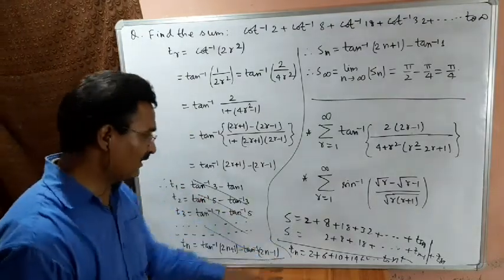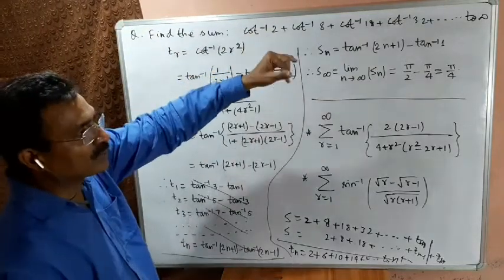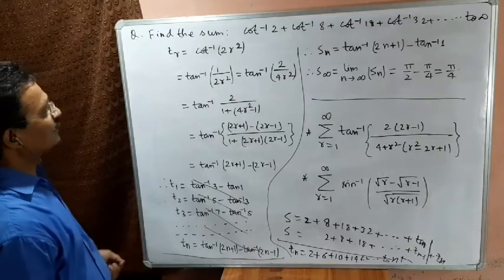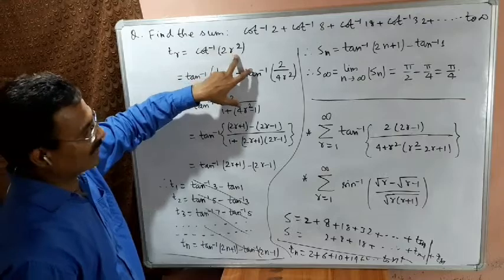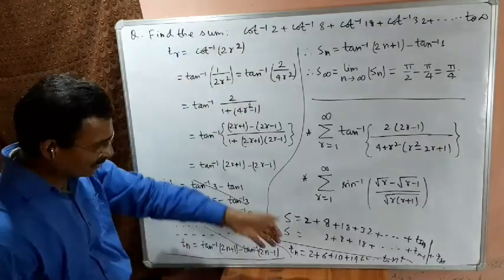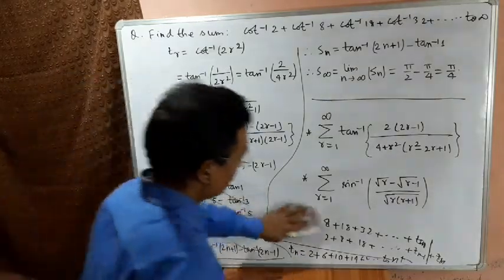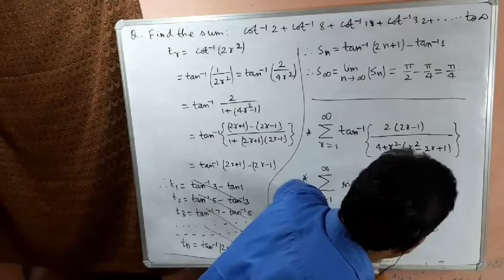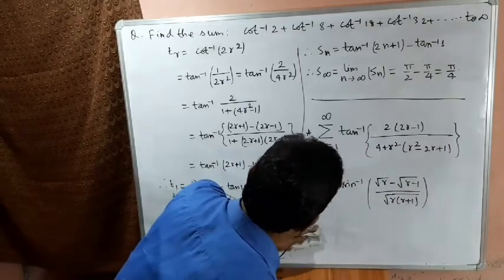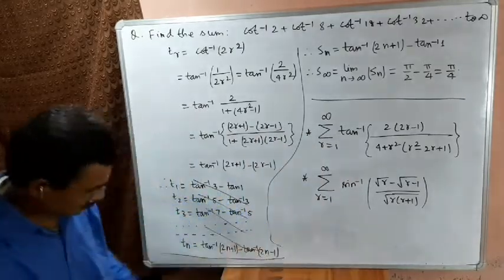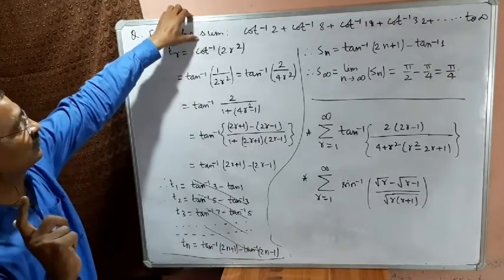This will be its Tn, and from the pattern we have understood, it is 2n square. So its rth term is cot inverse of 2r square. Either by hit and trial you can find this, or by solving this sequence. Anyway, when we have decided its rth term, the next work is to split this rth term into a difference of two terms.